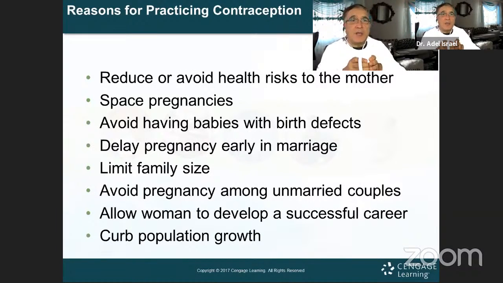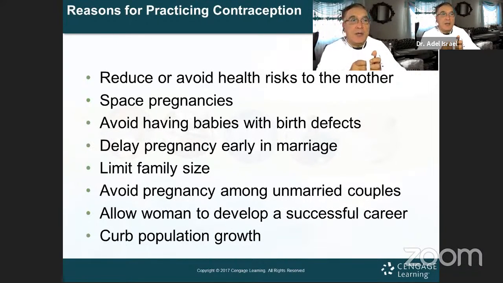Sometimes we have a mother with heart failure. We have a mother with an advanced renal problem. So it will not be wise to let the lady get pregnant. Sometimes we have spaced pregnancies. Avoid having babies with birth defects. Some people have a genetic disorder and they will bring babies with defects. So it is not wise to have a baby who will be handicapped.